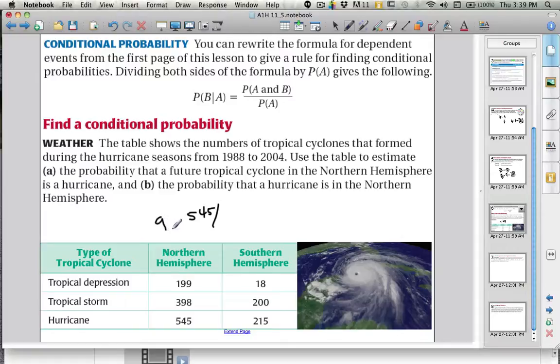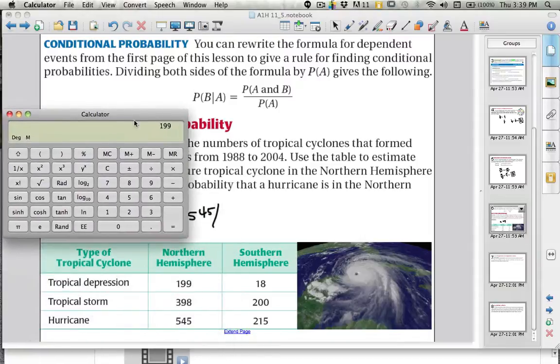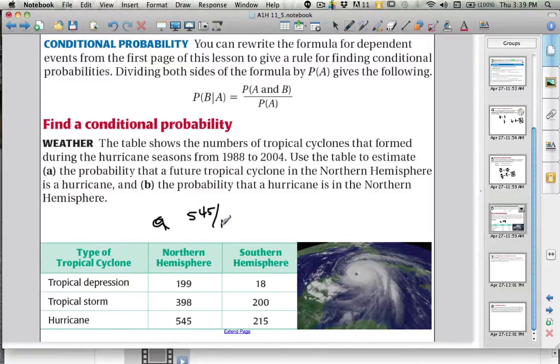545 divided by the total number of these. So let me get the total number. So I'm going to have 199 plus 398 plus 545. So that's 1142. So there are 1142 tropical cyclones. 545 of them are hurricanes. That's the probability of A.